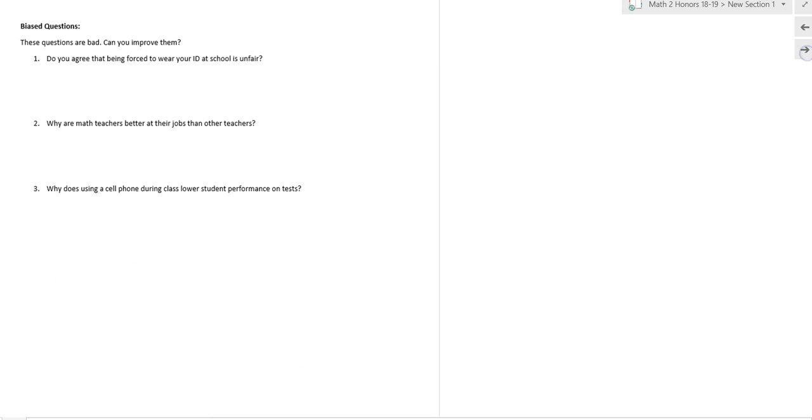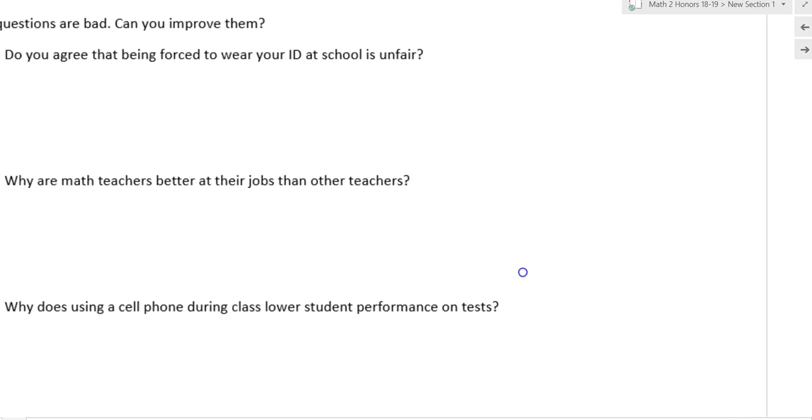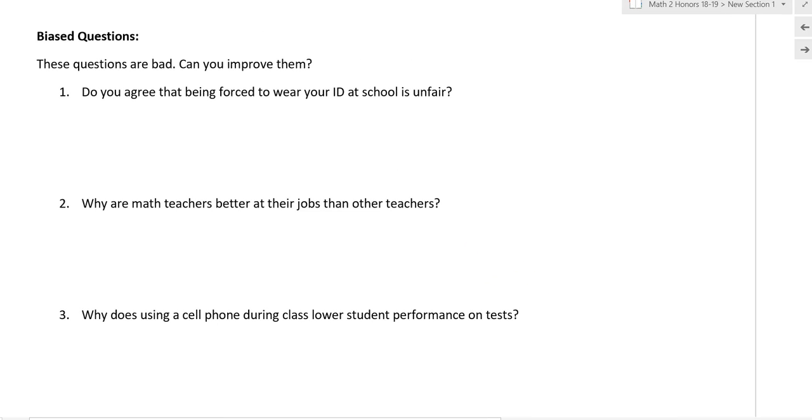All right, the last thing we're going to look at, which is a large part of setting up a good study, is bias in questions, right? So we looked at sample bias, how you could over-represent or under-represent a group, and you don't want that in your study. But how you ask things to people could also be biased. So we're looking at these questions, and I'm telling you right now these questions are bad, and they are biased, so we want to try and fix them. So these questions are bad. Can you improve them? Number 1, do you agree that being forced to wear your ID at school is unfair?